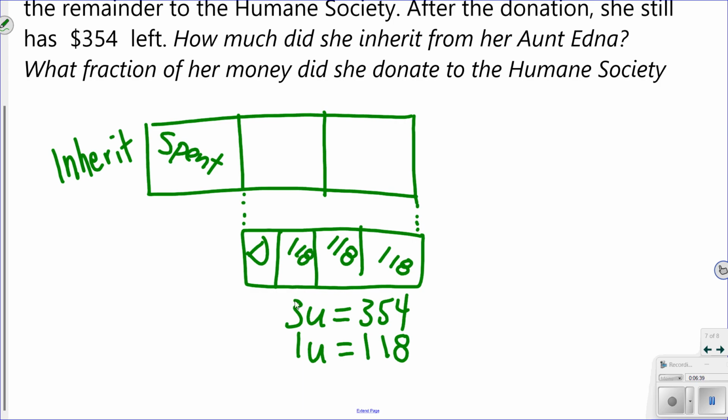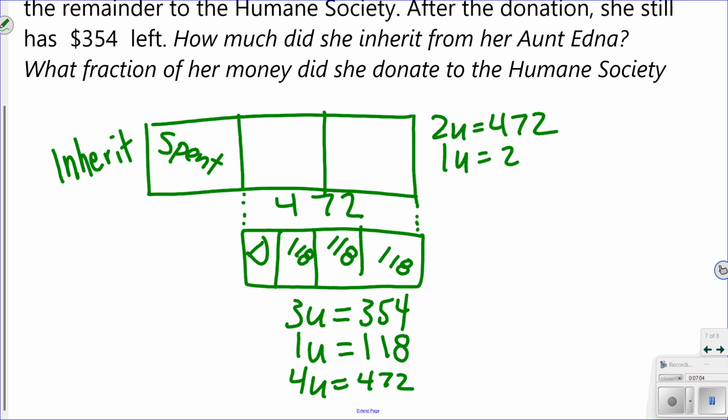Which means that the 4 units together are 472. So if we bring this 472, as we're going back up, you now have 2 units is 472, which means 1 unit is 236, and the entire inheritance is 3 units.